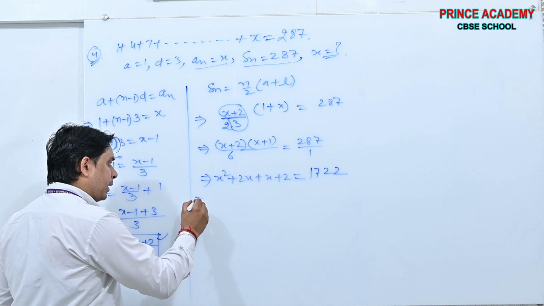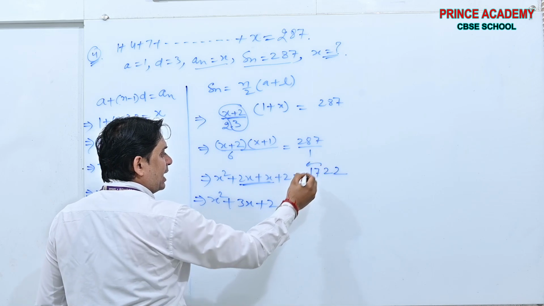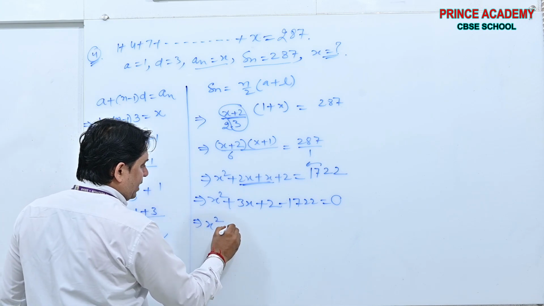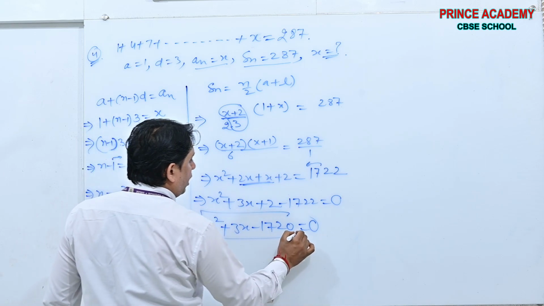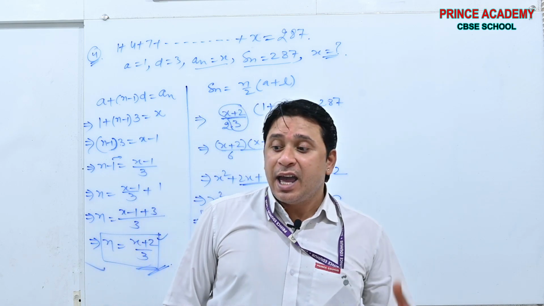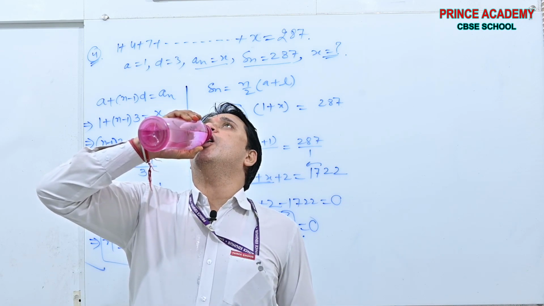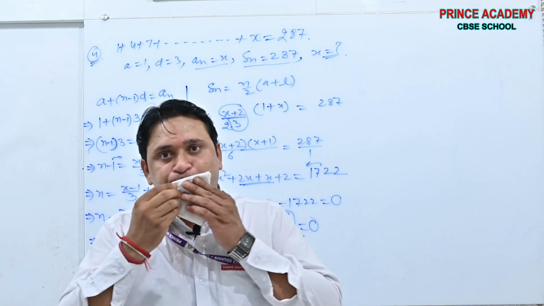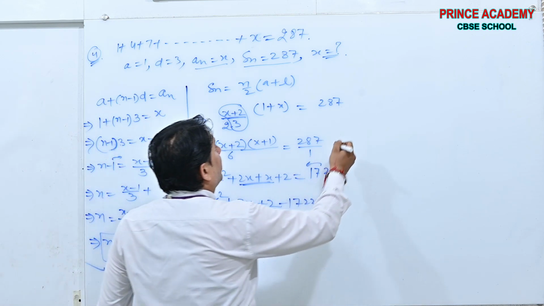Now see, x square plus 3x plus 2, shift towards left, minus 1722 is equal to 0. From here you will get x square plus 3x minus 1720 is equal to 0. This is a quadratic equation you can solve by any of the three methods I have taught you. Whichever method you want to take, it's your choice, okay? Done? You want me to solve this?